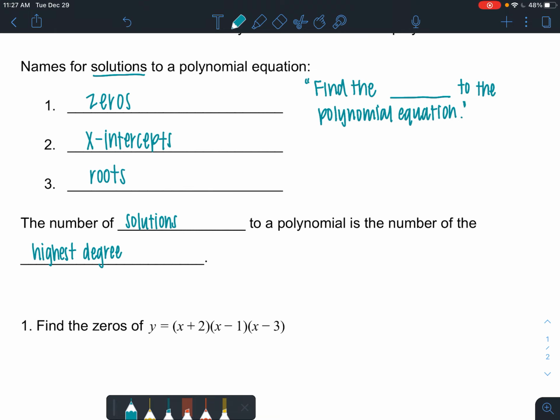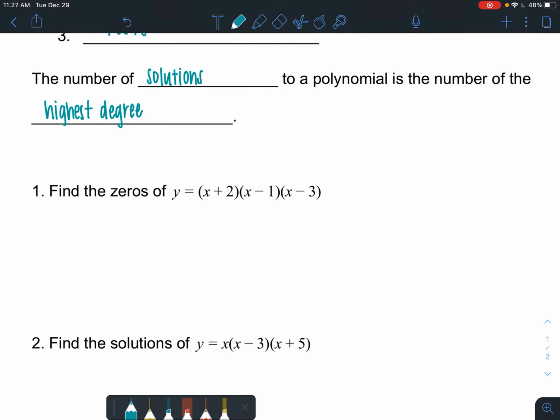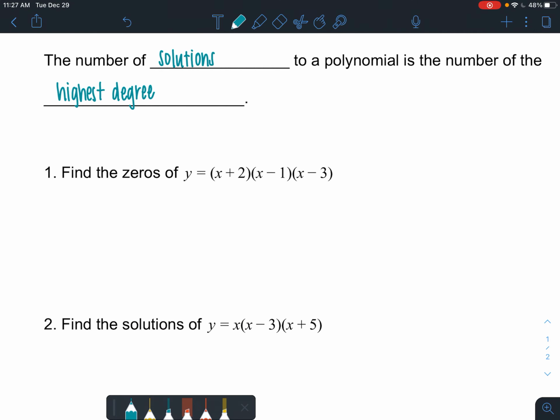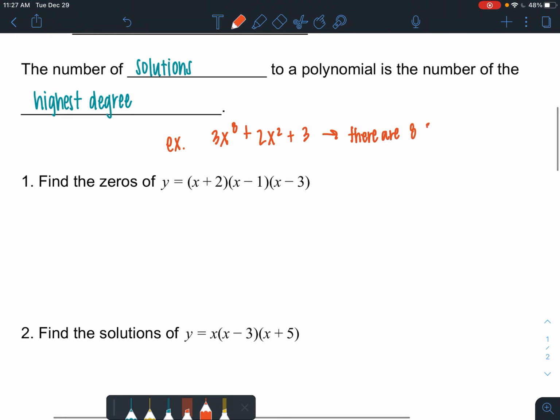Okay, so the number of solutions to a polynomial is the number of the highest degree. So if I have something like 3x to the 8th plus 2x squared plus 3, there are 8 solutions because that's the highest degree.